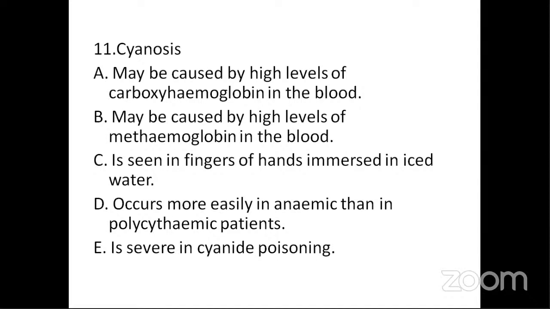Then, occurs more easily in anemic than in polycythemic patients. It is false. Cyanosis occurs when arterial blood contains more than 5 grams per dl of reduced hemoglobin. Low hemoglobin values in anemia make it difficult to reach this level. So it is not seen more easily in anemic patients.